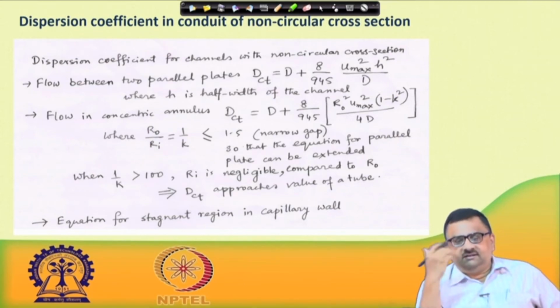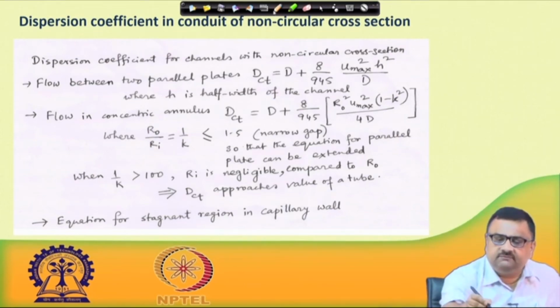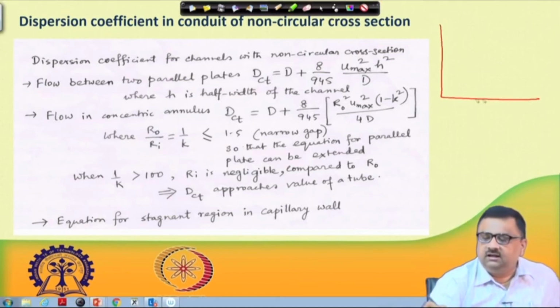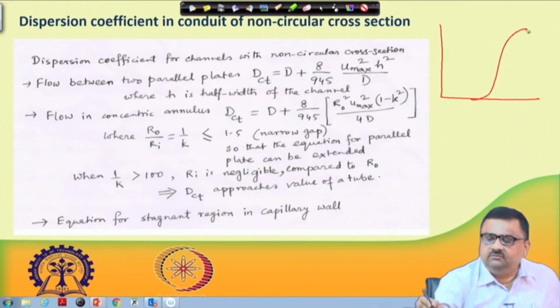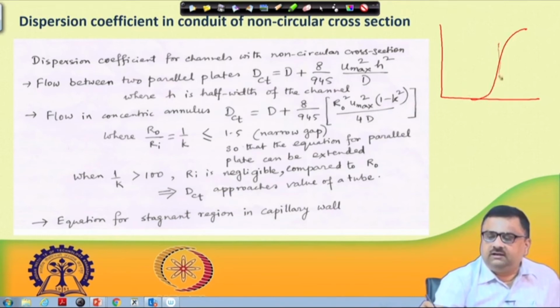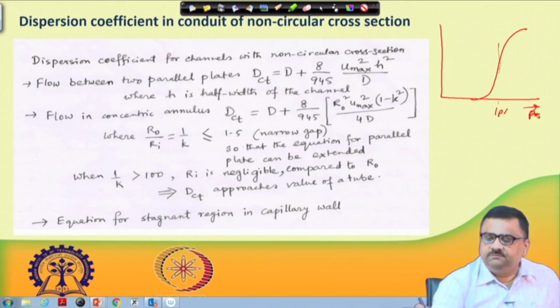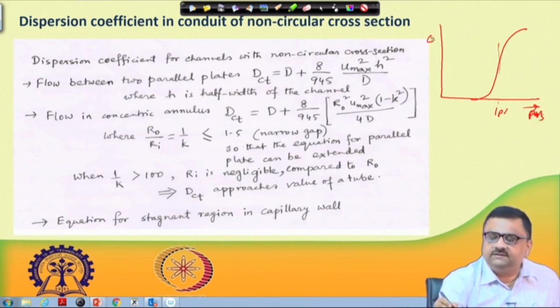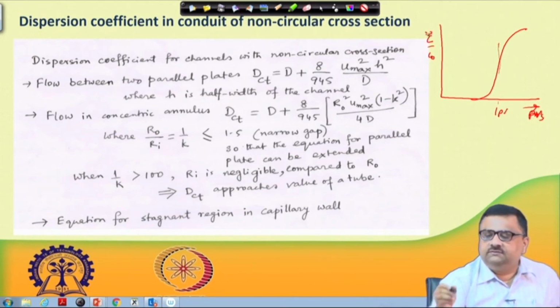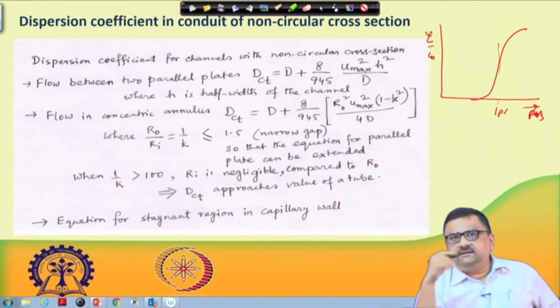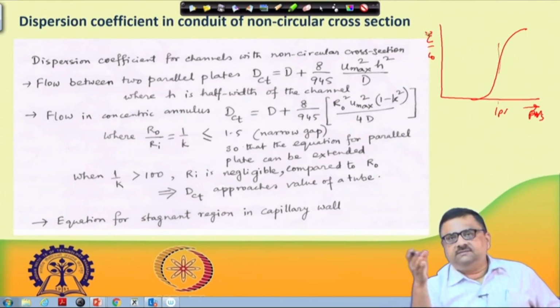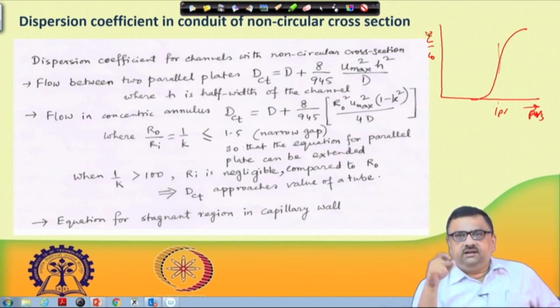One is we can get some experimental data, now at one pore volume. This is one pore volume. So, versus pore volumes PVs, let us say pore volumes versus C bar by C0. So, let us say we have a plot like this, and we can find out what is the corresponding dispersion coefficient. That is one way of looking at it.